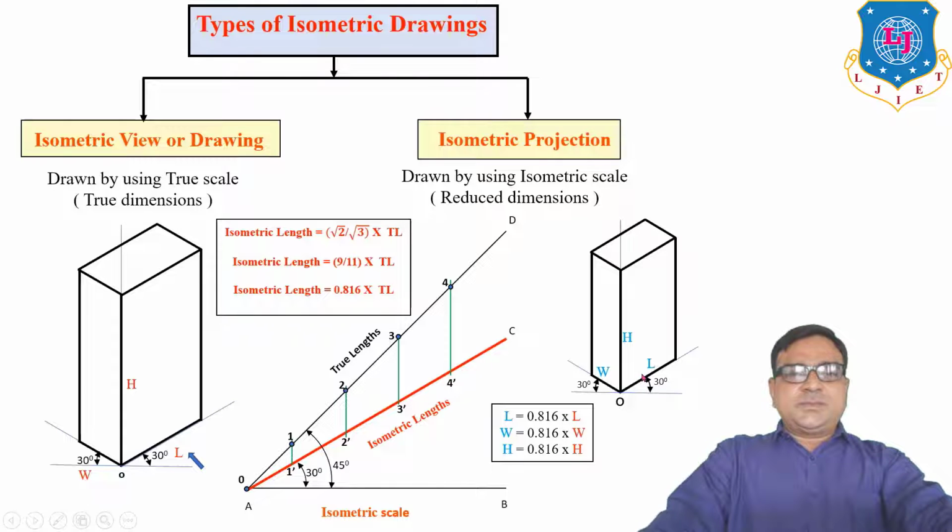So for the same object, if we draw an isometric drawing, it is a 3D drawing in which all dimensions are true length. But for the same object, if you want to draw isometric projections, then all dimensions are reduced, which means the object is reduced.